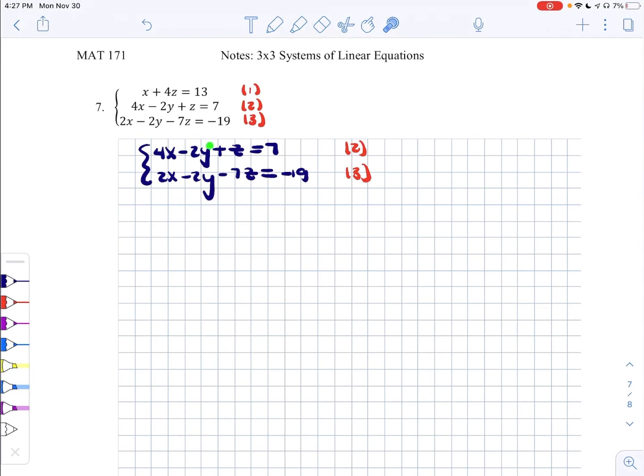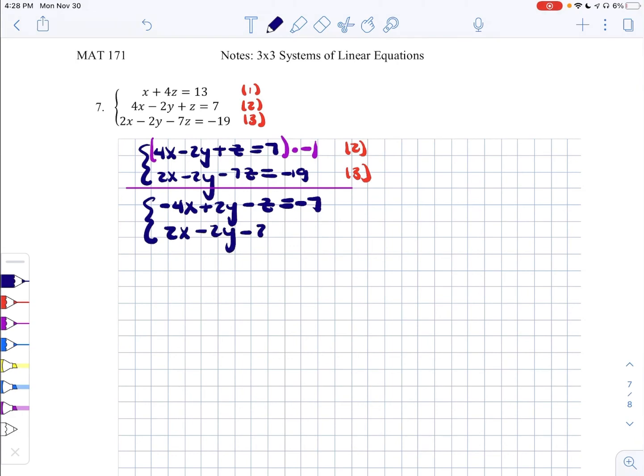Our equations right now, we have a negative 2y and a negative 2y, so we're almost ready to eliminate. Just remember that we need these to have opposite signs of each other. So we just need to multiply one of these equations through by a negative 1. I'll go ahead and just do the top equation. So multiplying that top equation through by a negative 1, we would get negative 4x plus 2y minus z is equal to negative 7. And then just copy that other equation over, and then add these up.